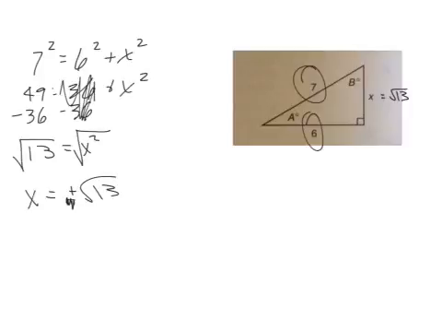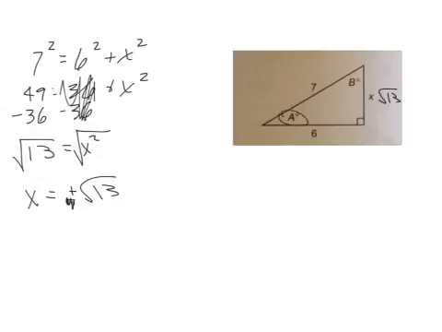Okay, so now we have all three of our sides. Now we need to find our angle, because we don't know any of our angles. We just know that if we add those up, we get 90, but that doesn't really help us. Alright, so let me put the square root of 13 back up there. Let's say we're looking for A.